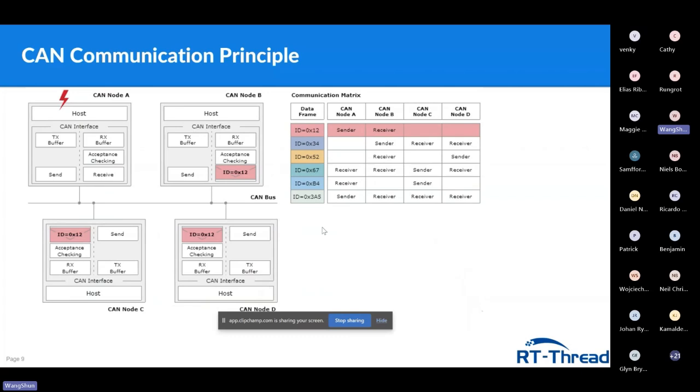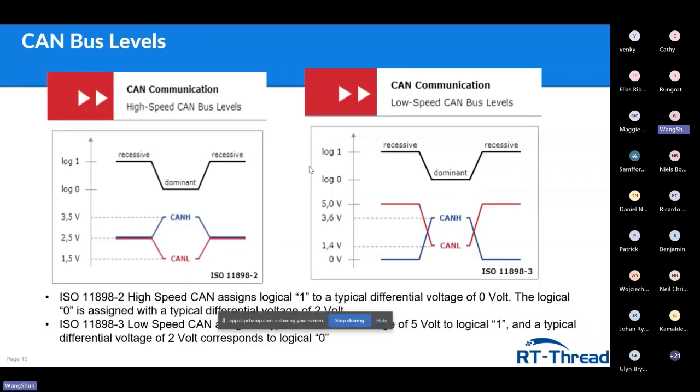So in the same way, let us suppose 0x67. So 0x67 will be sent by CAN node C, and as all the others are receivers, once CAN node C sends this 0x67, everyone will receive it, and based on the acceptance checking, everyone will accept that packet. Okay, so let's move forward.